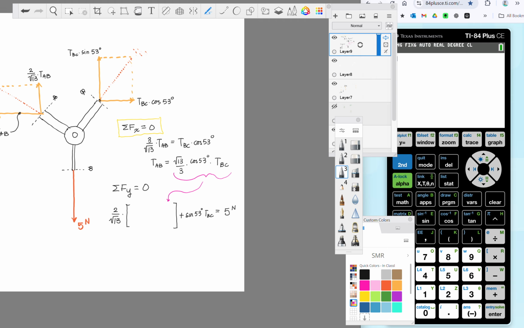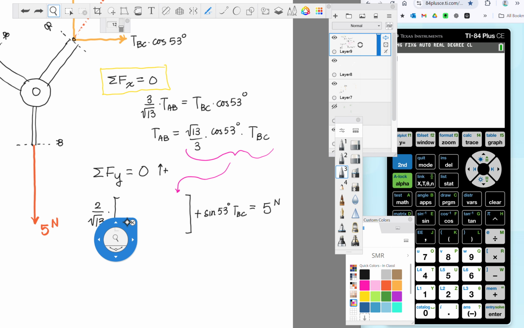The ups equals the downs. You could also use signs if you wanted to. So you could say upward is positive, and so you'd have a positive sign and a negative sign, set it all equal to 0. And then when you rearrange, of course, you'll get the same thing I have here. Okay, let's go ahead and put this term in the parentheses, times cosine 53 degrees times TBC.